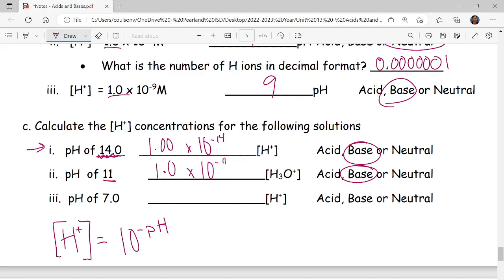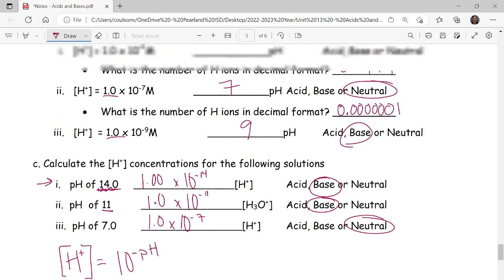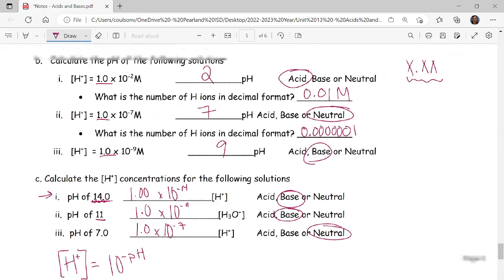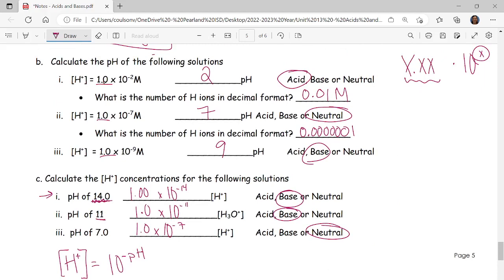And then can you do the next one without using a calculator? Yeah, sure. What pattern did we notice? The same thing we noticed from the last 3 questions. Okay, so it's going to be 1.0. And is this acid, base, or neutral? Neutral. Perfect.